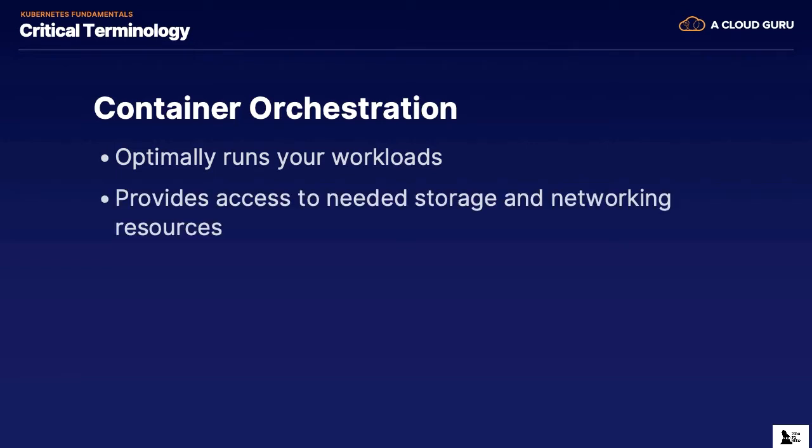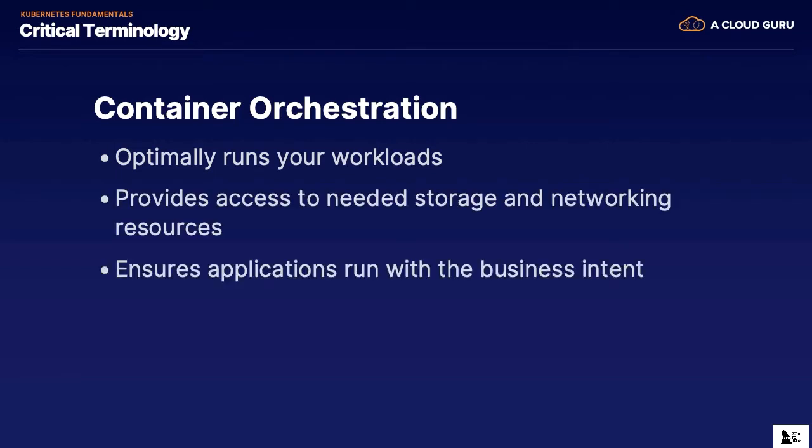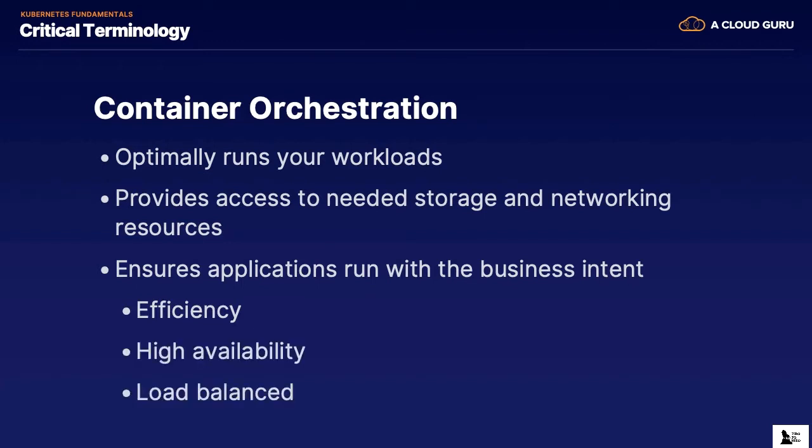It provides access to needed storage and networking resources. It ensures the applications run with the business intent. That means that I can say, I want 10 database servers, 25 web front-end servers, and 13 analysis servers all running inside containers. And Kubernetes will ensure that that is always the case. If one of those services fails, it will automatically restart another service to ensure that the application is always configured and running with the business intent. And by doing so, it provides greater efficiency for the developer and the administrator, high availability, and load balancing.